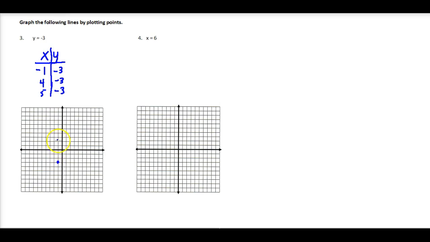We also have the point (4, -3). So 1, 2, 3, 4 in the positive x direction, and then 1, 2, 3 down in the negative y direction. And of course, (5, -3) would be right here. And when we draw the line, you'll see that in order for the line to go through all of these, it would have to be horizontal.